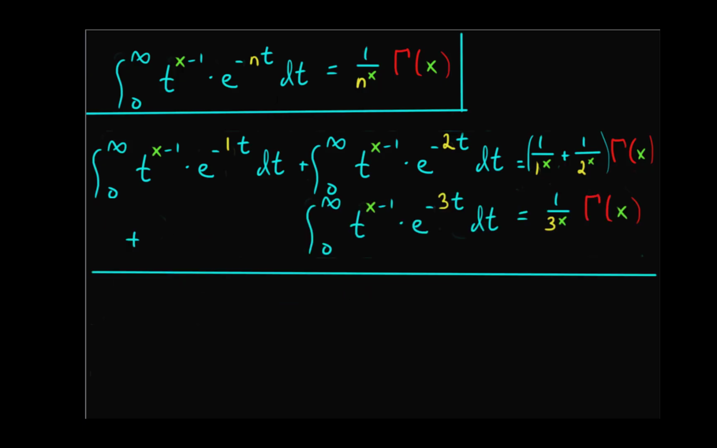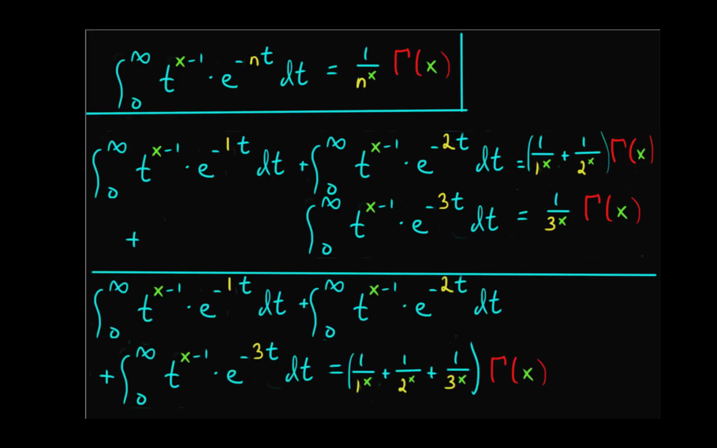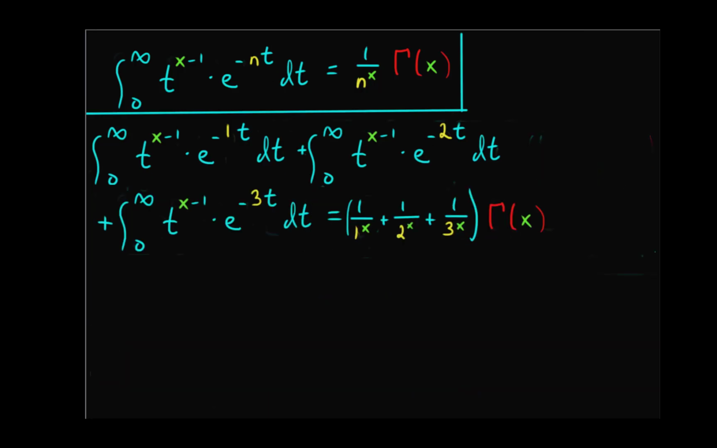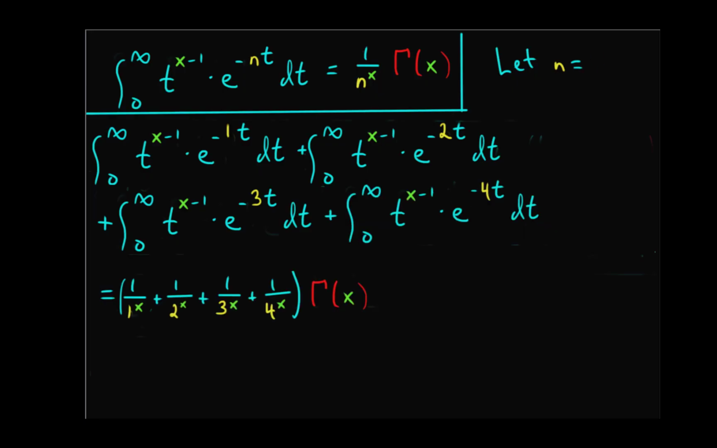And if I add that equation to the equation I have up top here, then I'll have that the sum of these three integrals equals the quantity 1 over 1 to the x plus 1 over 2 to the x plus 1 over 3 to the x times gamma of x. And so I'll move that expression to the top here, and of course we can repeat this process again, letting n equal 4. And when we do that, we'll have that the sum of these four integrals equals the quantity 1 over 1 to the x plus 1 over 2 to the x plus 1 over 3 to the x plus 1 over 4 to the x times gamma of x.